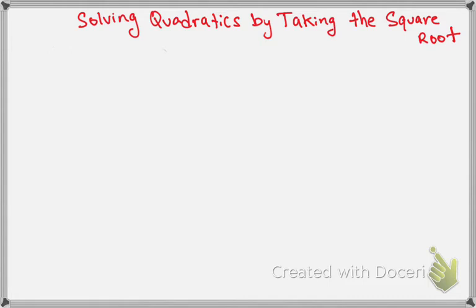X squared usually means that there might be two different x values that you're solving for, different from a linear equation where you're solving for one x. Quadratics usually have two x values, okay? So that's one of the concepts that you need to know here.